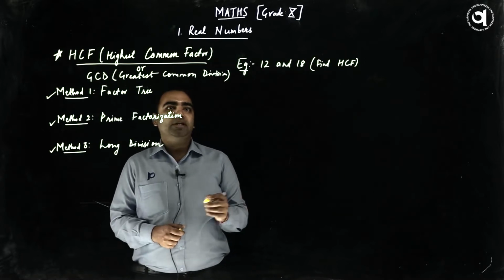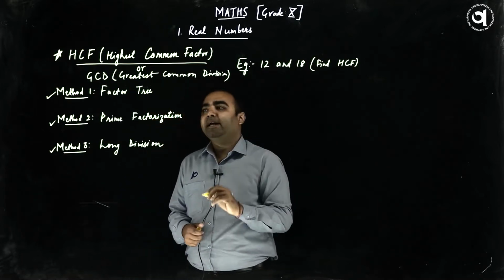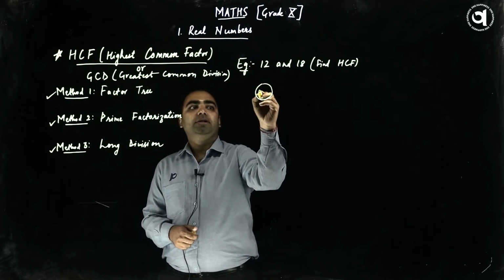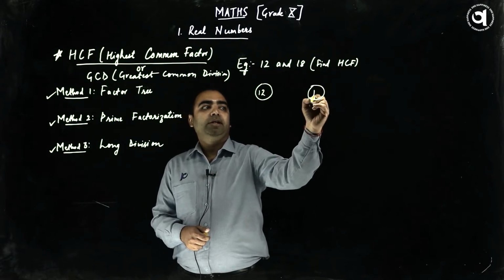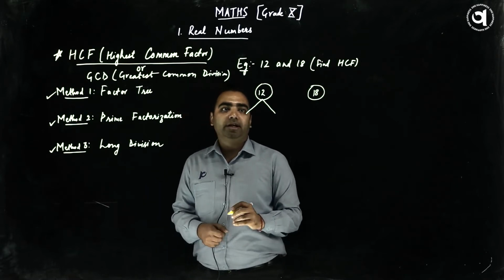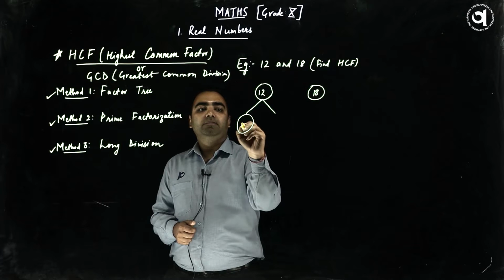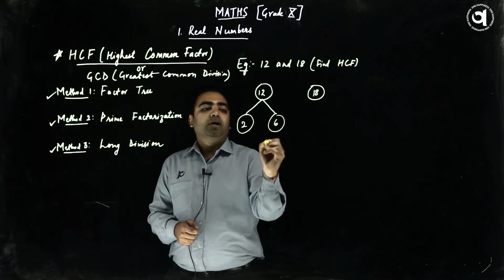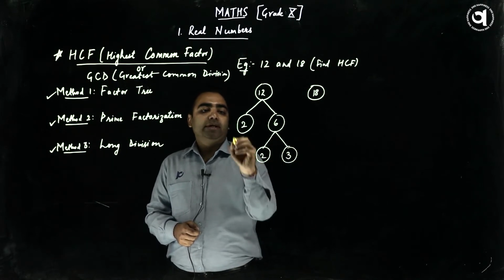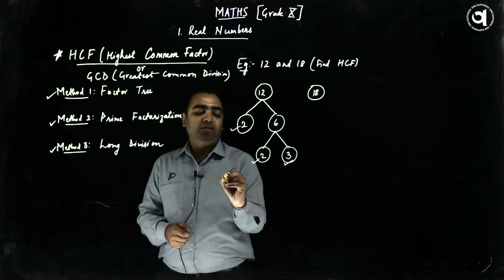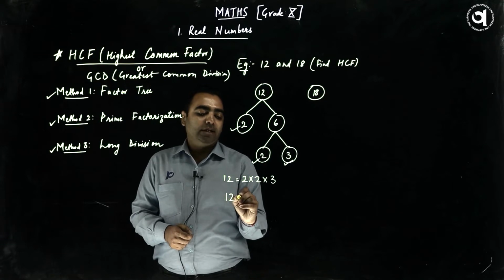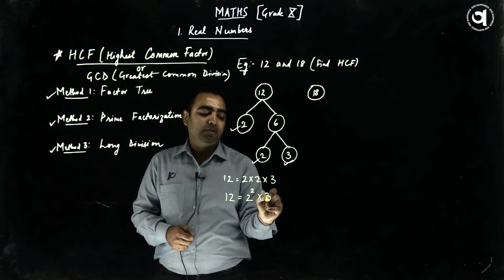Let's see one example based on these methods for finding HCF. Let's start with the first method, that is the factor tree. We write the numbers this way: one is 12, the other is 18. Now we need to make factors of these numbers in such a way that we get prime factors at the end. If we make factors of 12, it will be 2 multiplied by 6. Again if we split this 6, it will be 2 multiplied by 3. So you can see three prime factors for 12. So 12 equals 2 into 2 into 3. In exponential form, it will be 2 square multiplied by 3.